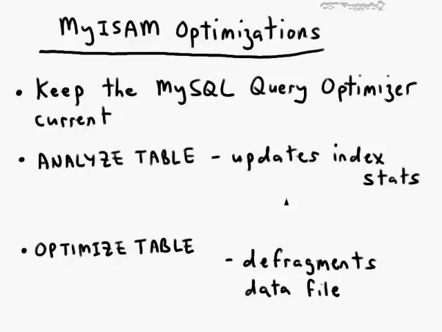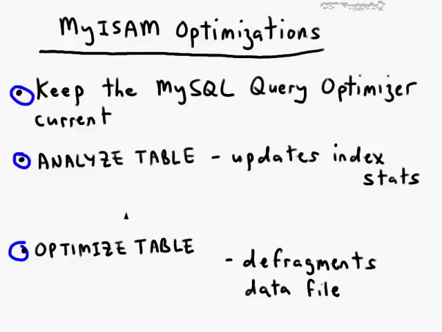Well, the first suggestion from the MySQL team is to do everything you can to keep the MySQL Query Optimizer component current and up to date. After all, if the Query Optimizer starts to fall out of date or stale, then it stands to reason that query performance is going to suffer. It's going to take longer to give query results back to your users, and your users are going to be unhappy campers. Of course, the answer to this is in the following two commands, analyze table and optimize table.